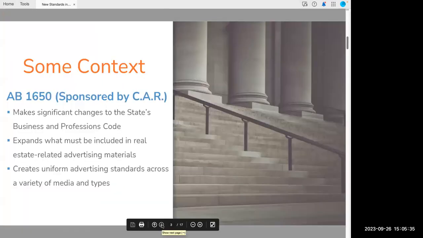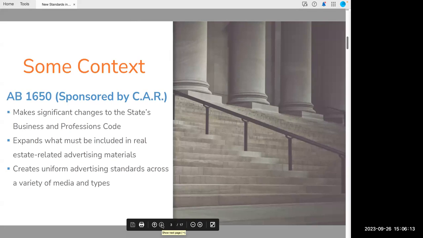All right, under the regulation AB 1650, here's some content that I want you to understand. It makes significant changes that regard real estate agents and realtors in general, the avenue and how to conduct yourself when it comes to the marketing aspect. What needs to be on the content of a flyer, business cards, or anything that you're promoting yourself as a real estate agent. It expands what must be included in a real estate related advertisement material.